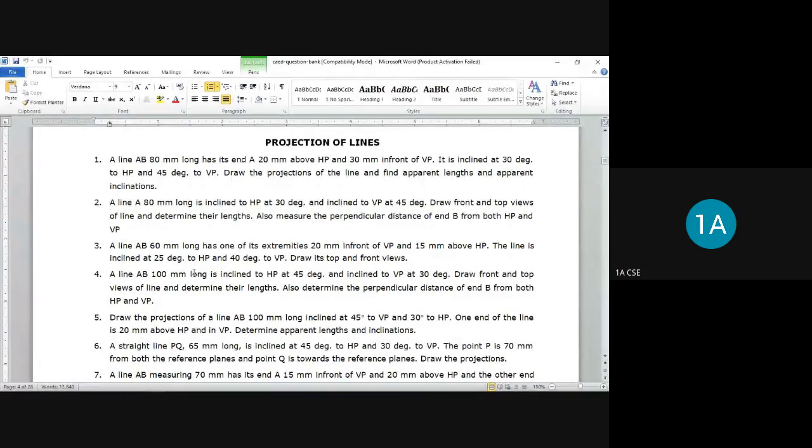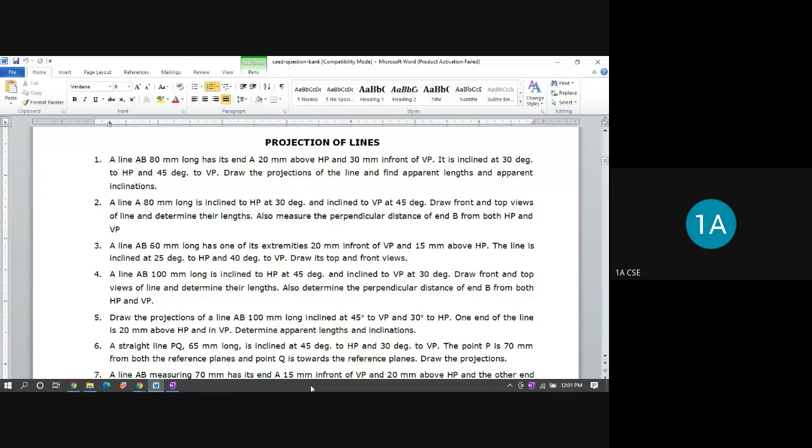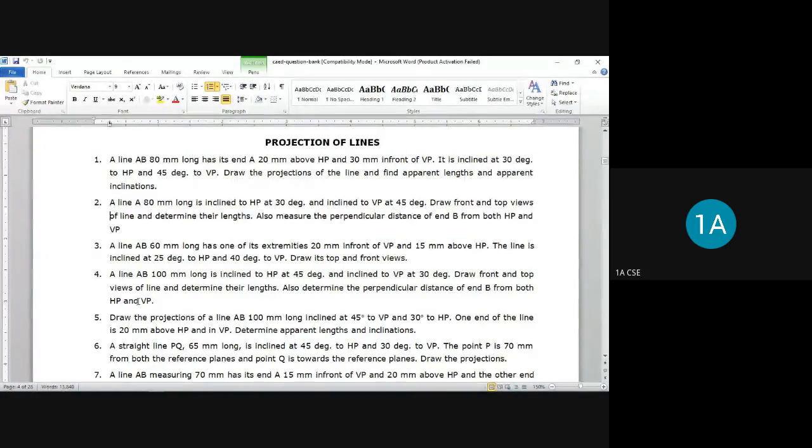Can you do this or do I need to explain? Sir, problem number 2, right? Yes. It is easy because he has given the true length of the line and the true inclinations are also given. Just as we have done the first problem, the same way we need to do. The only thing is, after getting the B dash and B points, you need to measure the distance of B dash from the XY line and the distance of B from the XY line. That's all. He is asking to also measure. So first draw the front view and top view of the line and determine their lengths. Also measure the perpendicular distance of end B from both HP and VP.